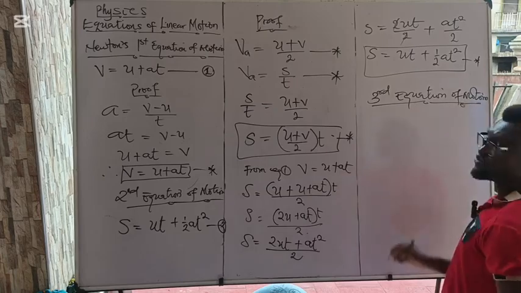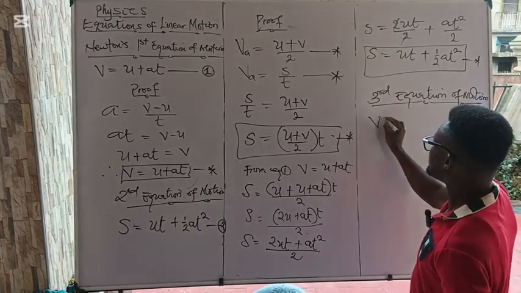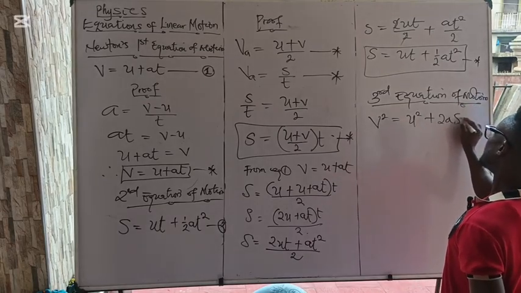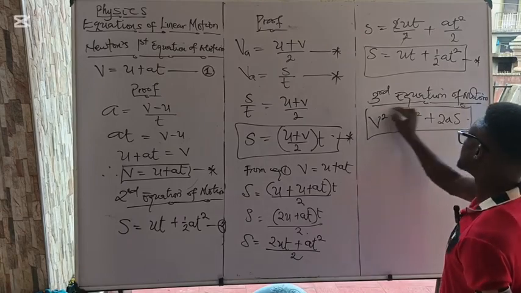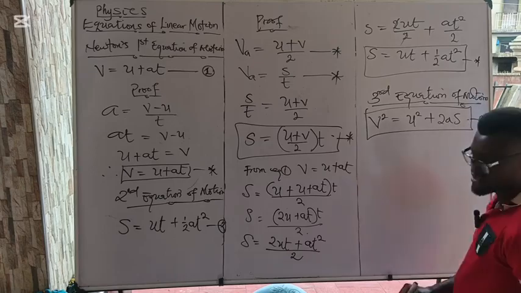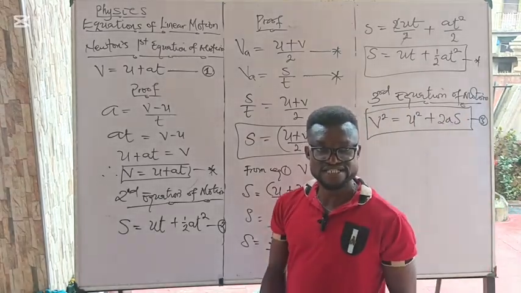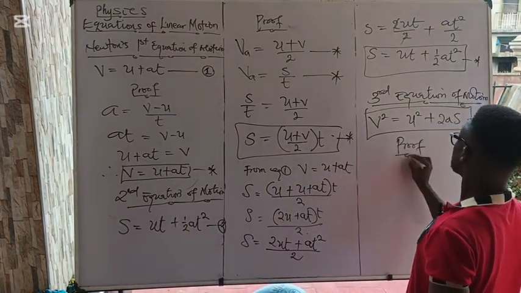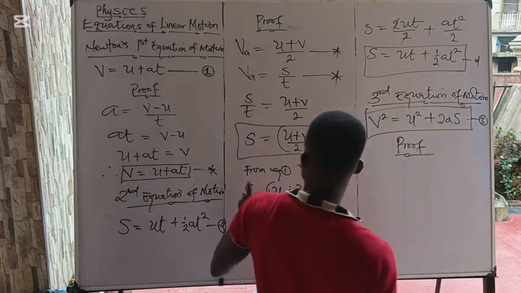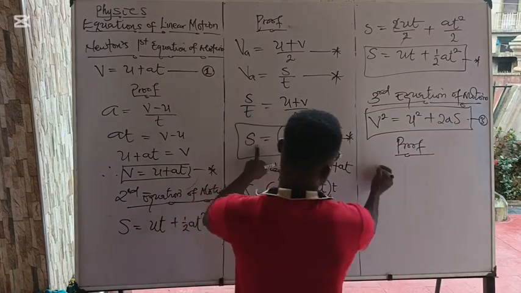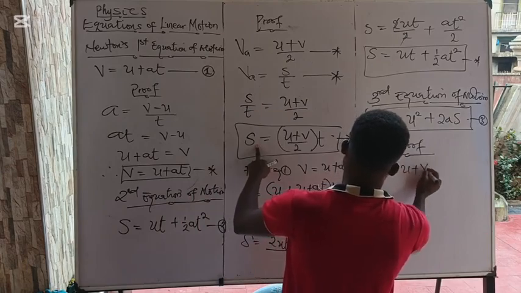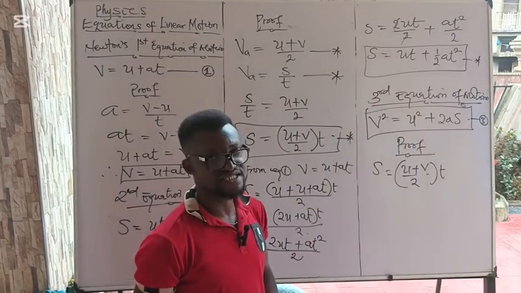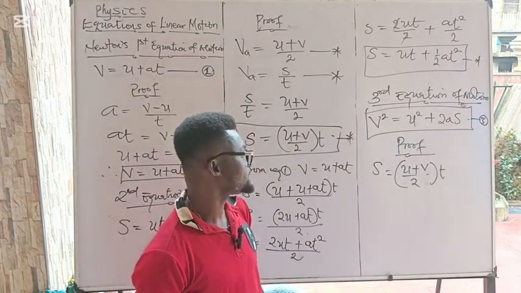So Newton's third equation of motion has it that v squared is equal to u squared plus 2as. So this gives Newton's third equation of motion. This can as well be proved. Now, to prove this, you remember we've obtained the distance, which is s equal to (u plus v) over 2 times t. We obtained this by relating the two formulas of average velocity.